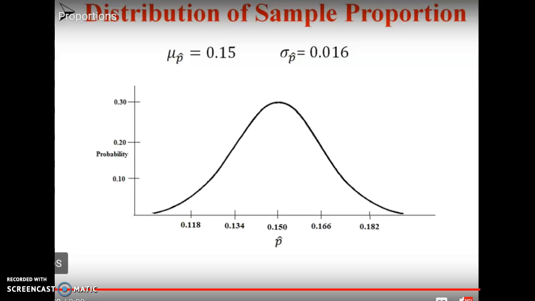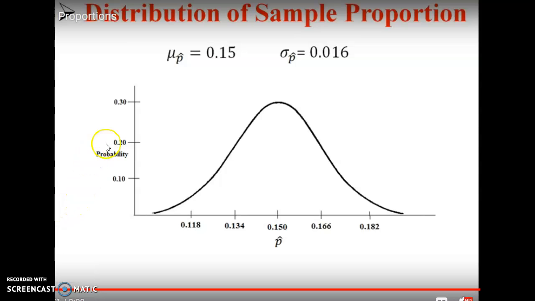So you can see where it's graphed out. 0.15 is in the center. 0.016 added to that would be 0.166. That would be right here. That's the first standard deviation to the right. That's the second. So at 2 standard deviations, you're to here. And 2 standard deviations on the other side, you're to here. So 95% of the samples will be in here.